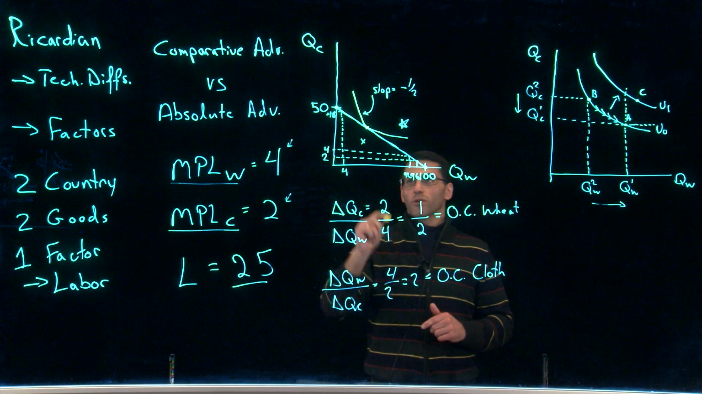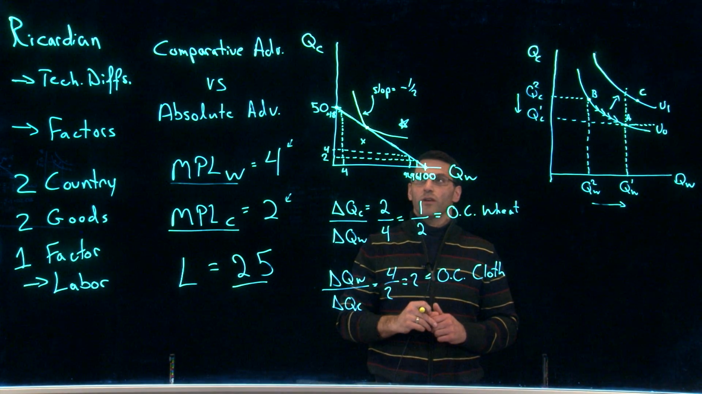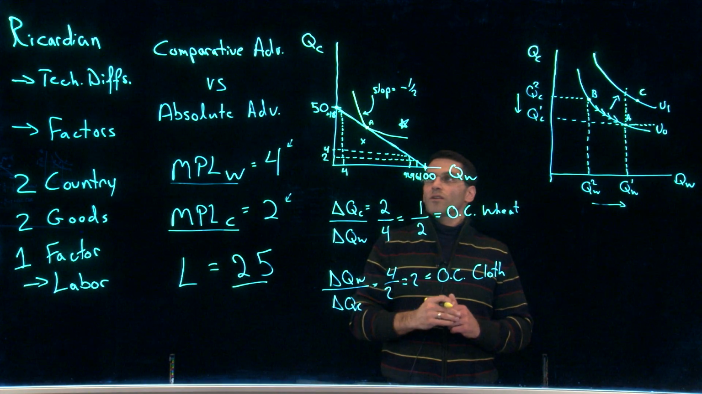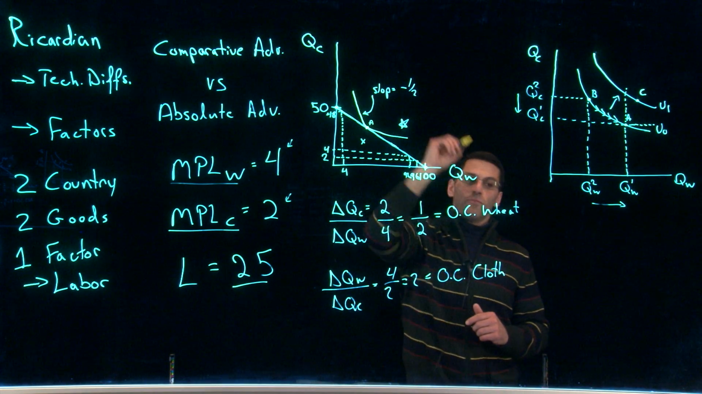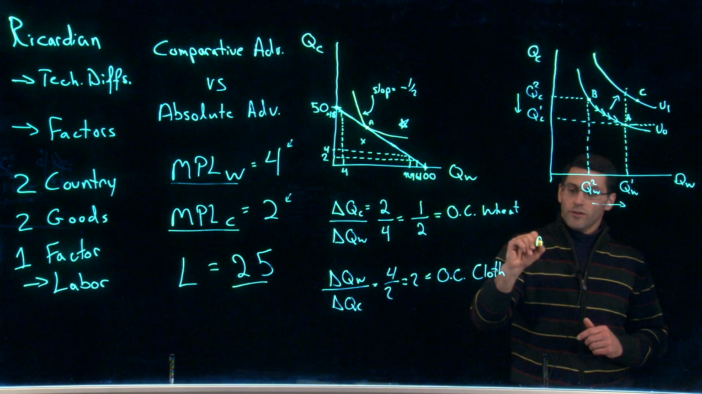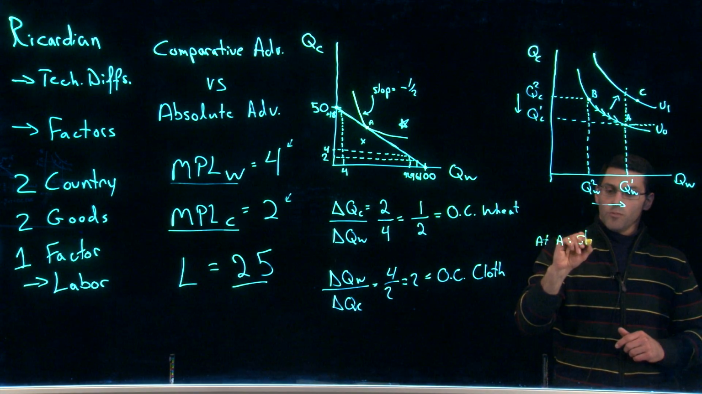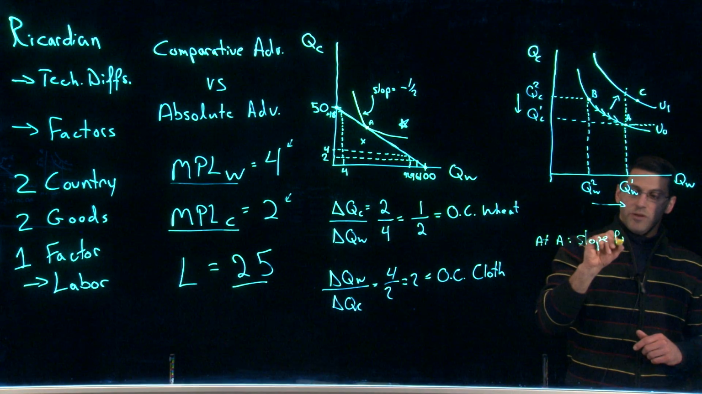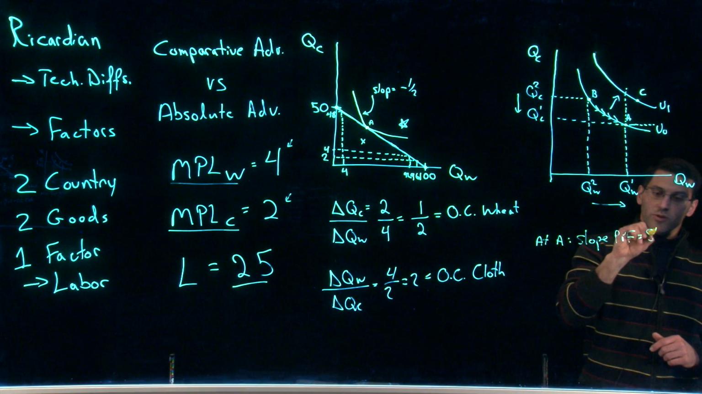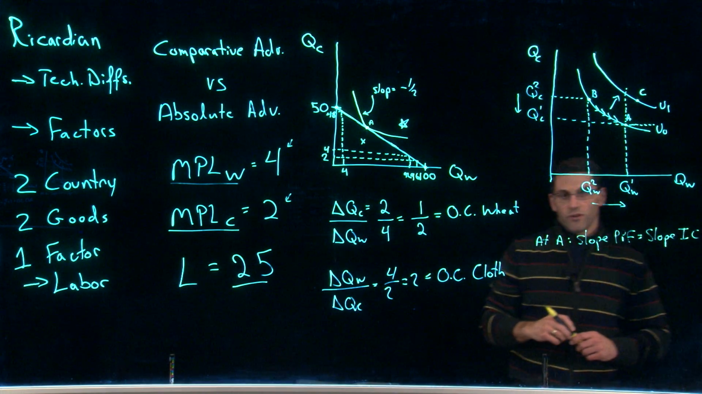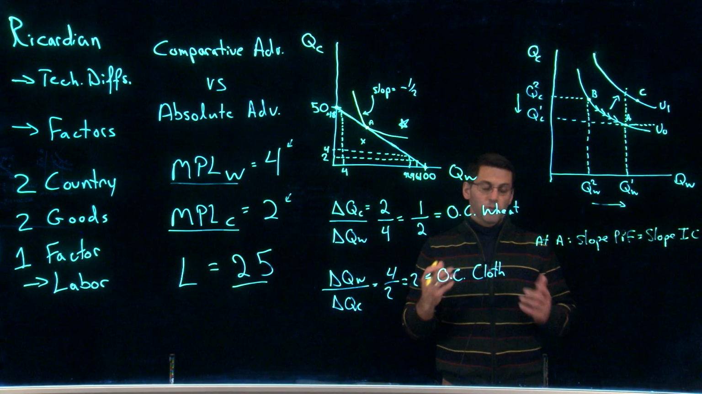And what is true at that point? At that point, and we'll call that our equilibrium point, our equilibrium point A, what is true is that the slope of the PPF equals the slope of the indifference curve. Now, conceptually, why is that important?